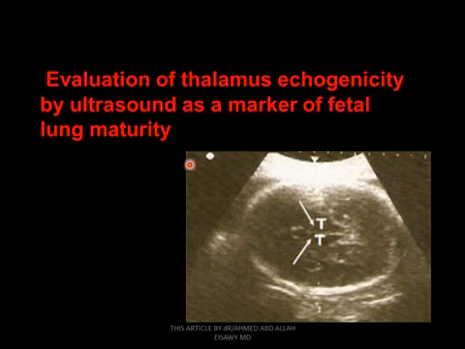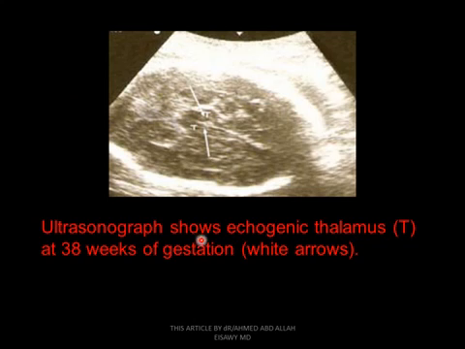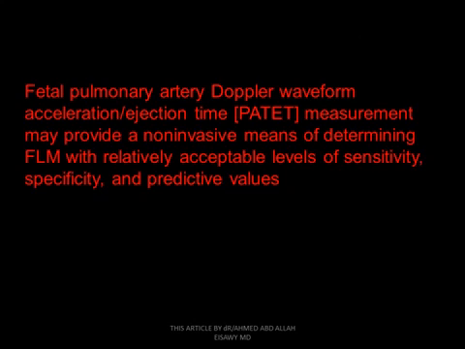Evaluation of thalamus echogenicity by ultrasound as a marker of fetal lung maturity. Ultrasound shows echogenic thalamus at 38 weeks of gestation, white arrow. Fetal pulmonary artery Doppler waveform acceleration to ejection time ratio measurement may provide a noninvasive means of determining fetal lung maturity with relatively acceptable levels of sensitivity, specificity, and predictive value. PATET.